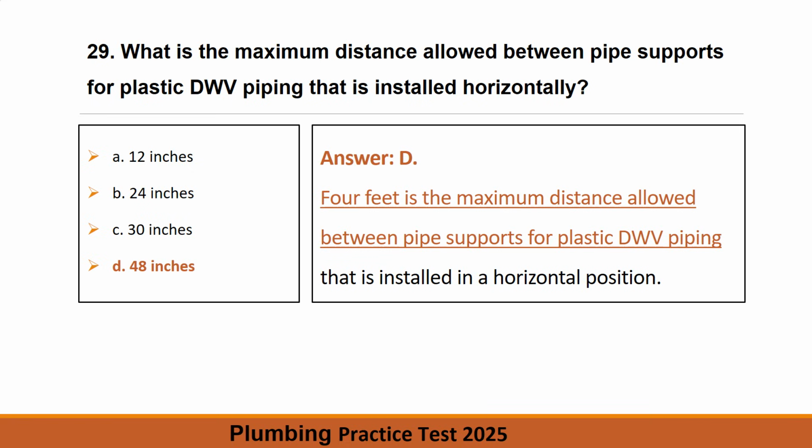Answer, D. 4 feet is the maximum distance allowed between pipe supports for plastic DWV piping that is installed in a horizontal position.